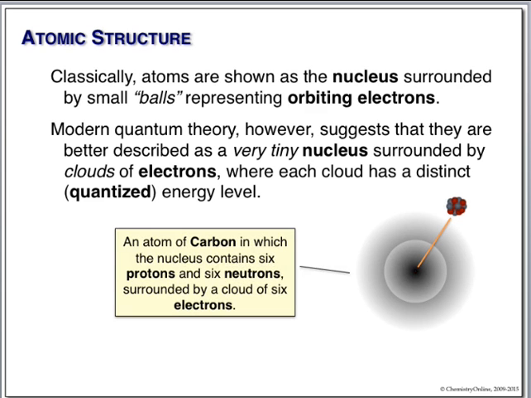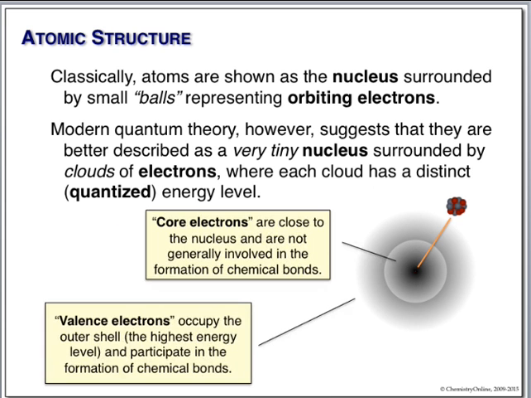This represents carbon. Carbon has basically 6 protons, 6 neutrons, and has electrons in 2 clouds surrounding it. Now we'll talk a little bit about these in a minute. The core electrons, these guys in the middle, they don't do anything. The outer electrons, you'll recall from general chemistry, are the valence electrons, and these are the ones where all the chemistry happens.